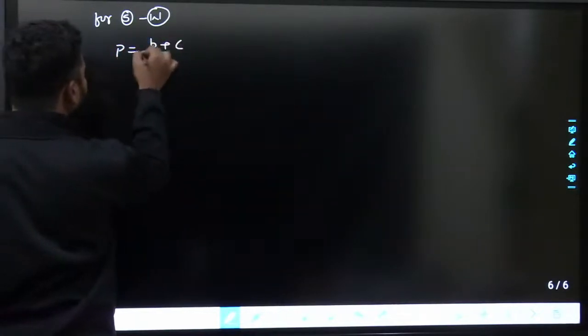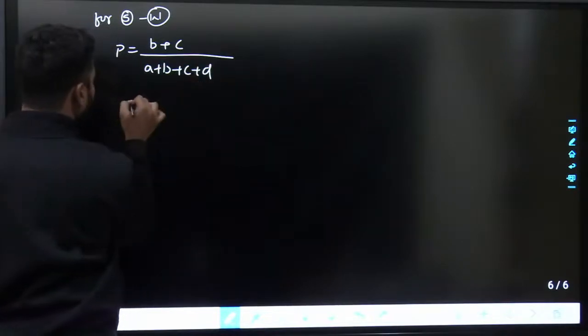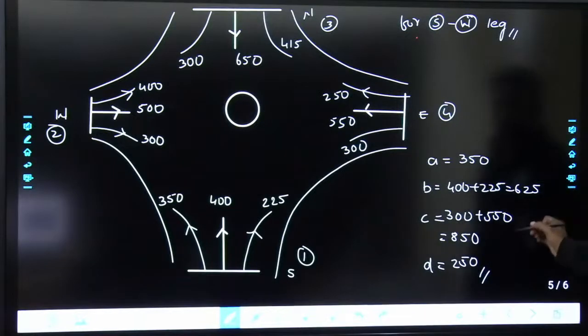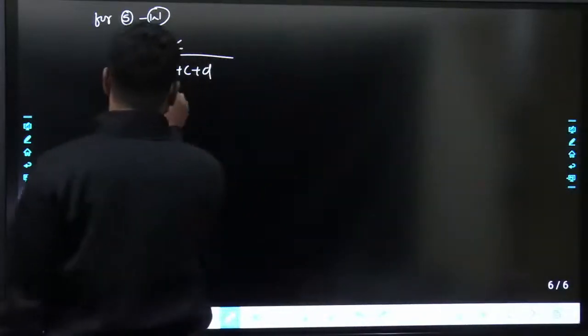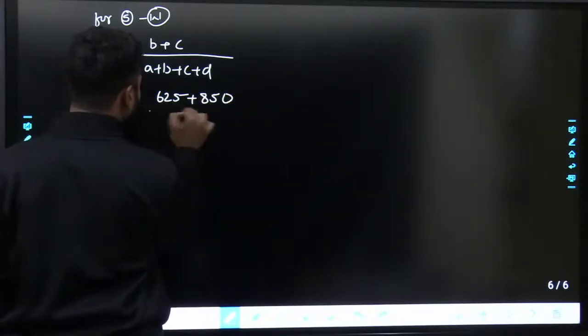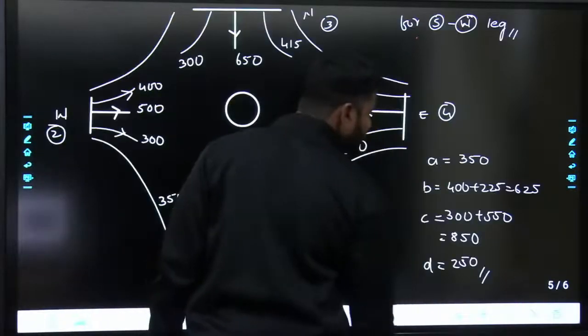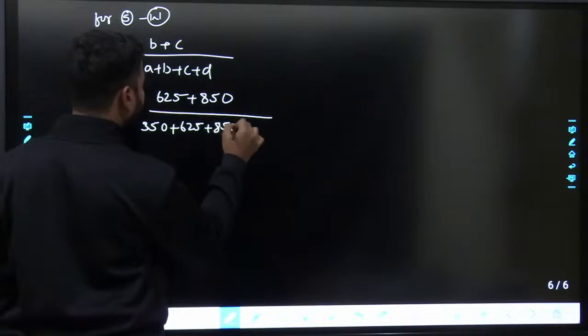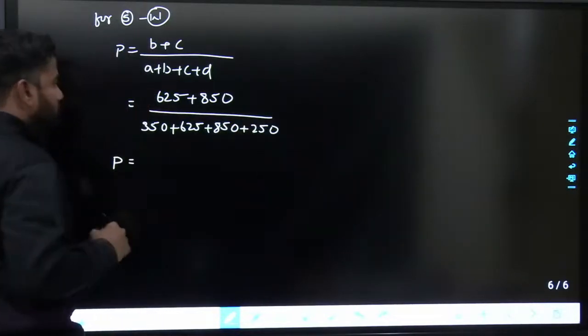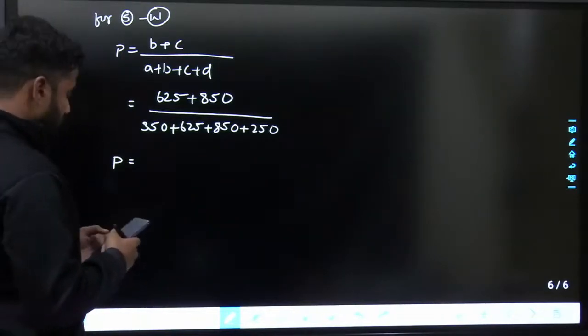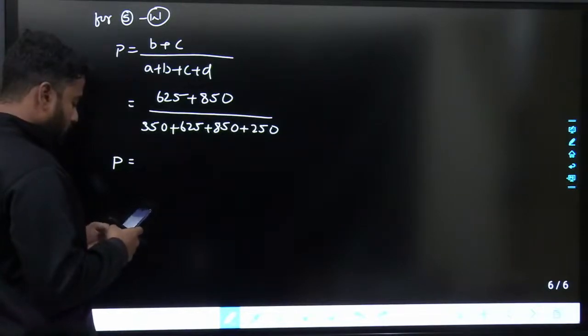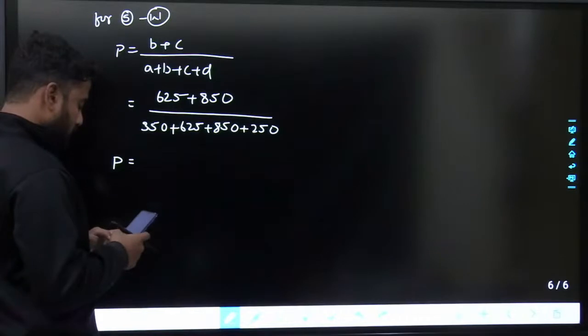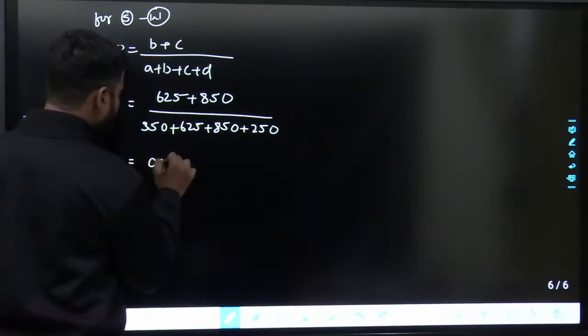So if I try to find out P for the southwest leg, P equals B plus C upon A plus B plus C plus D. So the value is 625 plus 850 upon 350 plus 625 plus 850 plus 250. This is the value of P. So the value is somewhere around 0.71.